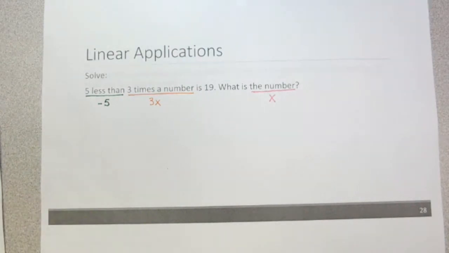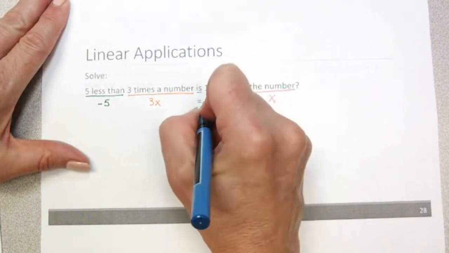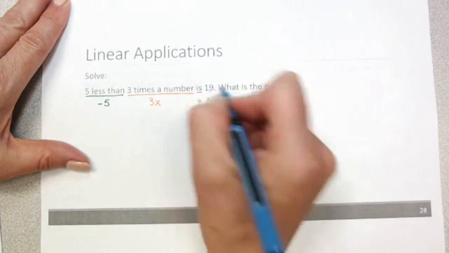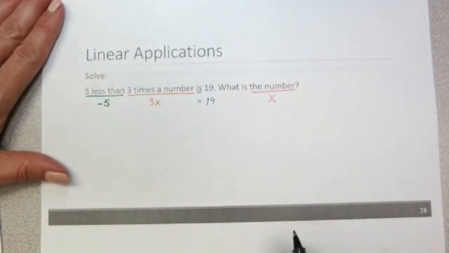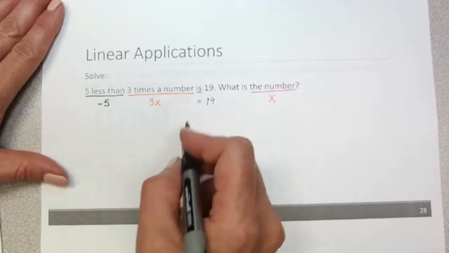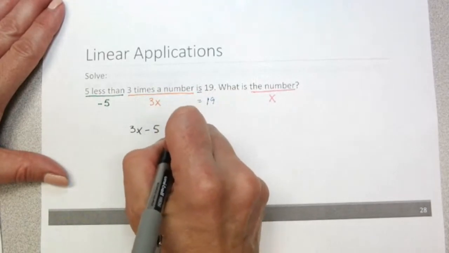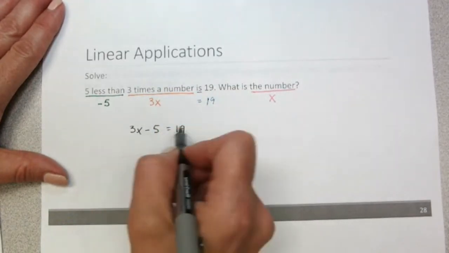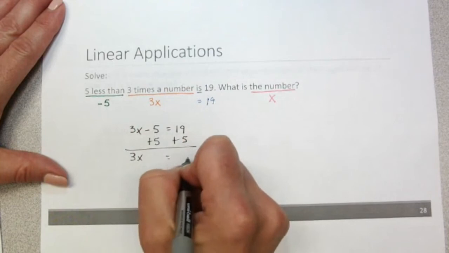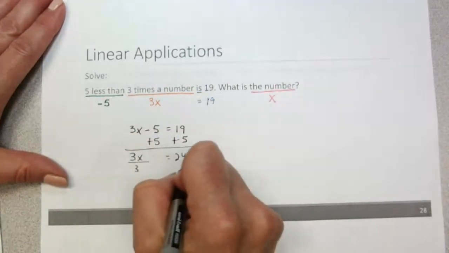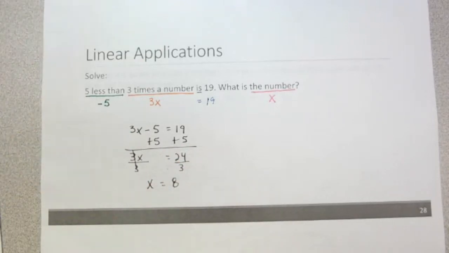So 5 less than 3 times that number is 19. The word "is" usually means equals, and they're telling us it equals 19. There's the interpretation. Now we just need to write that as an algebra sentence. We're subtracting 5 from 3x, so we have 3x minus 5 equals 19. Now we'll solve for x. We'll add 5 to both sides, and we see that 3x is equal to 24. Then we'll divide by 3, and we find that x is equal to 8.